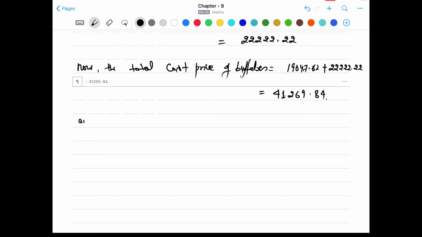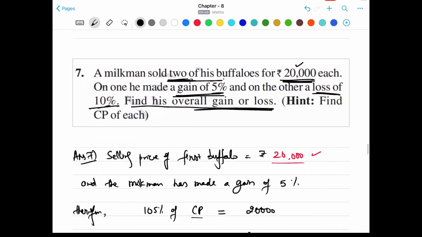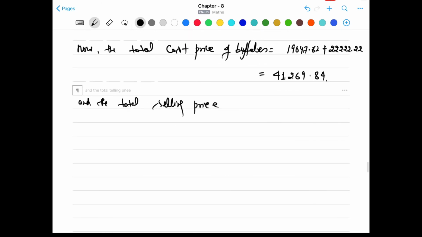And the total selling price, as you can see, is given in the question. Both buffaloes are sold for 20,000 each. So the total selling price will be 20,000 plus 20,000, that will be 40,000.